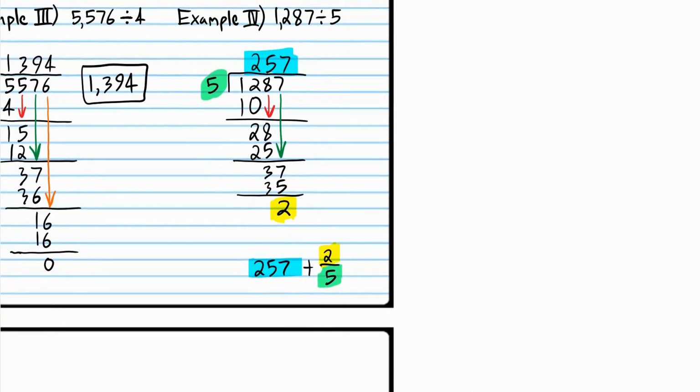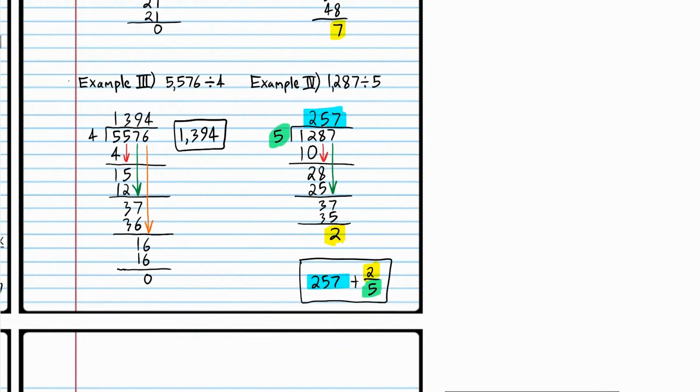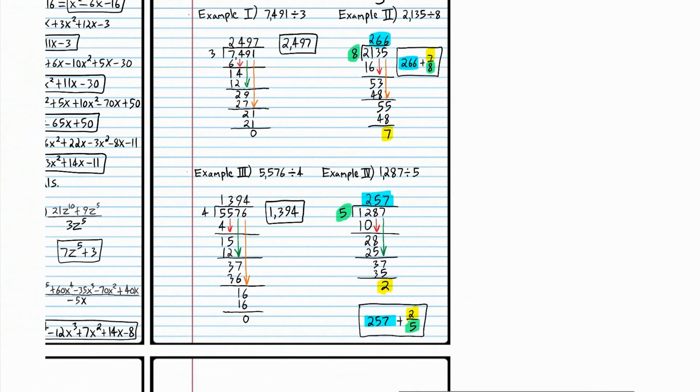So if you got that answer, good job. Now again, you can write that as 257 and 2/5 as a mixed number. That's fine, but I'd prefer that you write it like we did down here, because this is going to lead us to what we're going to study in the next class.